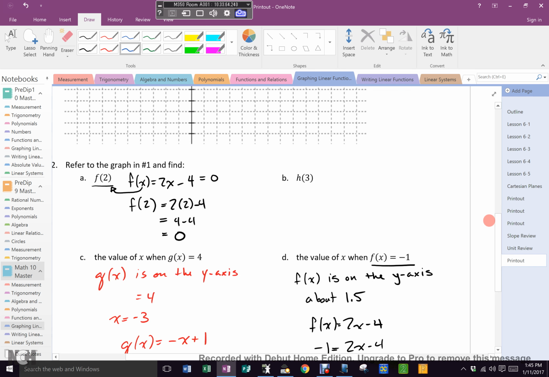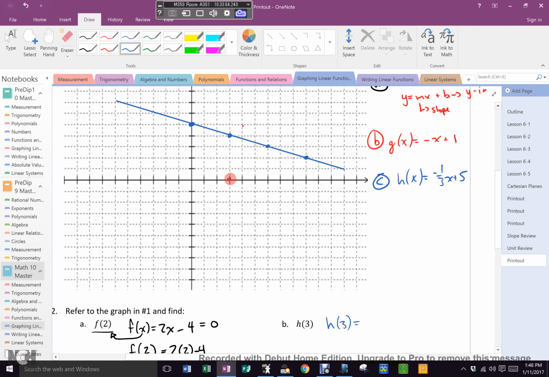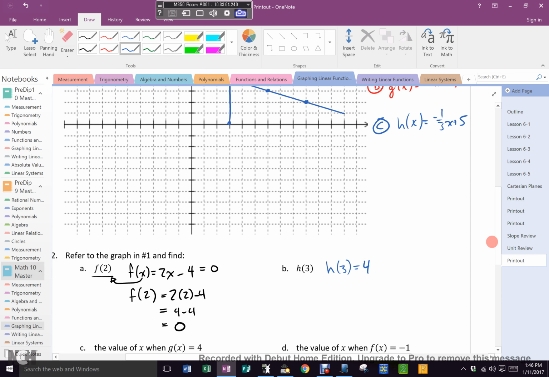Now, go down here. There is my h. I need the h of 3. So that means x has become 3. So I go up to my line. 1, 2, 3. There it is. I go up, and I find that it is 4. And then I check it algebraically. The h of 3 equals -1/3 times 3 plus 5. That's -1 plus 5, which equals 4, which is exactly what I had.